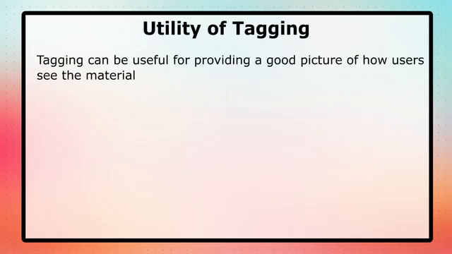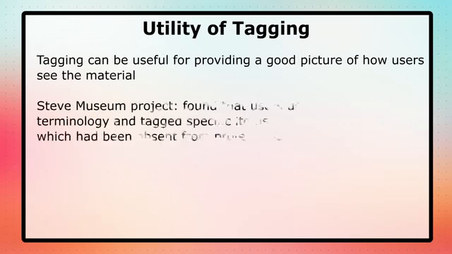Utility of tagging. Tagging can be useful for providing a good picture of how users see the material. It is important. Actually, how different users see a particular object or URL, the variation in how they see it, will be captured through tags. That is not at all possible by controlled vocabulary. Tags actually indicate users' views, users' opinions about URLs.